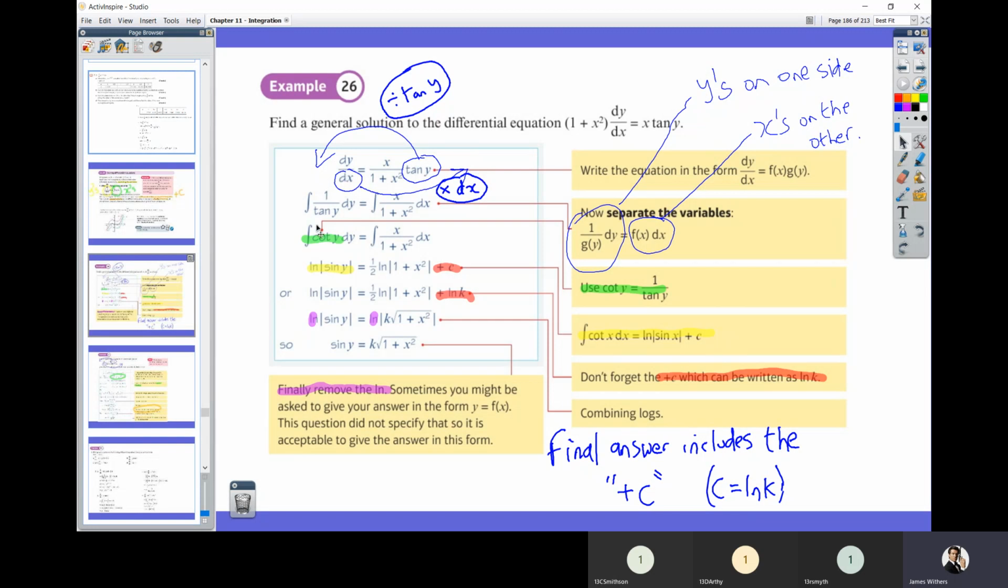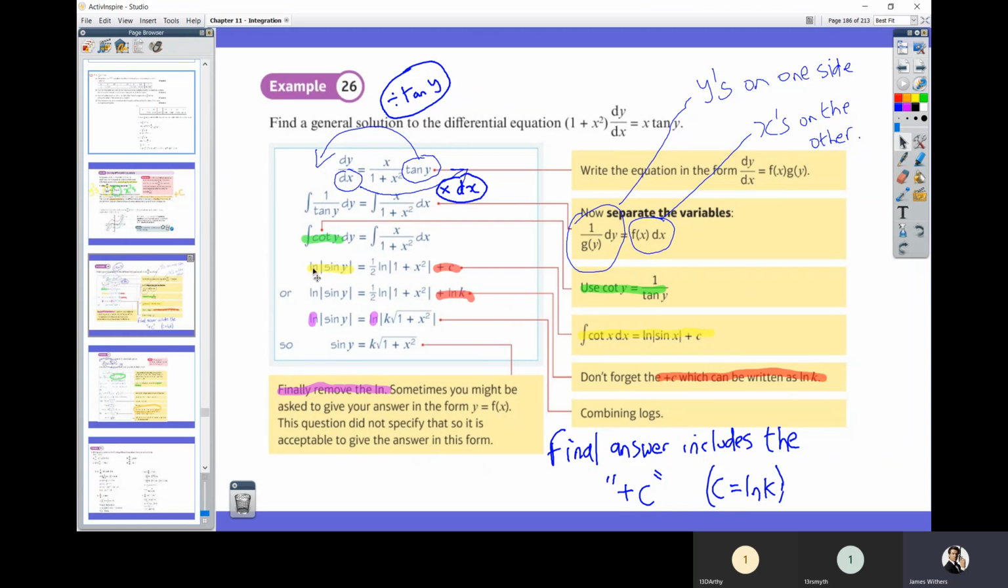So that gives us 1 over tan y dy equals 1 plus x squared dx. And then we can integrate both sides, so we introduce the integral sign. When we integrate, what is 1 over tan y? That is cot y. When we integrate cot, we get ln, from our earlier work in integration. And when we integrate the right side, because we've almost got the differential of the denominator in the numerator, we have to account for the 2, so that gives us the half.